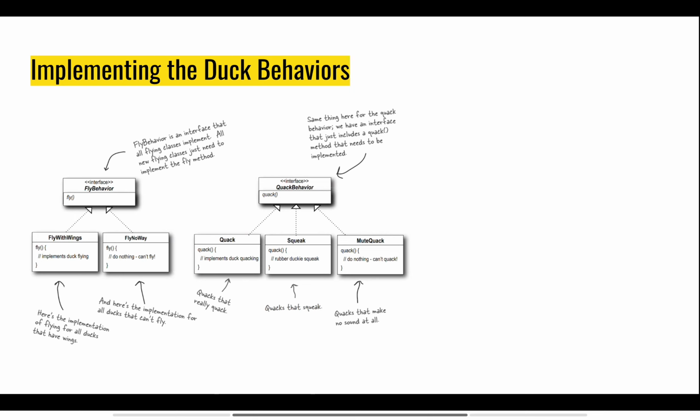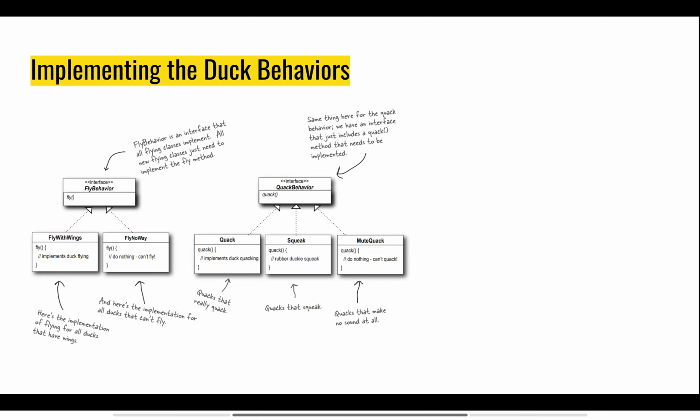Here you can see the FlyBehavior is an interface that all flying classes implement. All new flying classes just need to implement the fly method. This is the implementation of flying for all ducks that have wings, under FlyWithWings. And here is the implementation for all the ducks that can't fly, under FlyNoWay. Similar to this, you can see the QuackBehavior. The same thing here for the QuackBehavior: we have an interface that just includes the quack method that needs to be implemented.